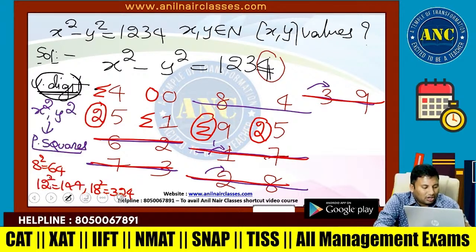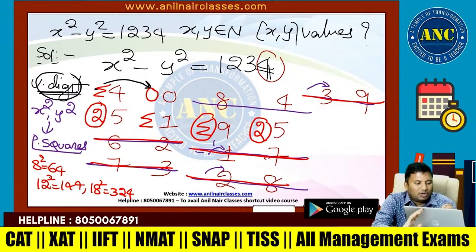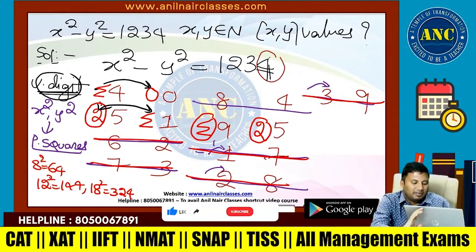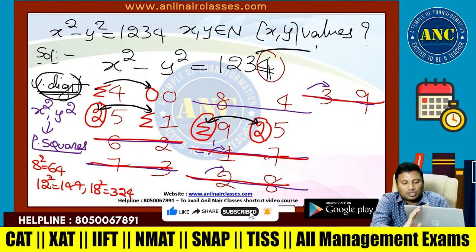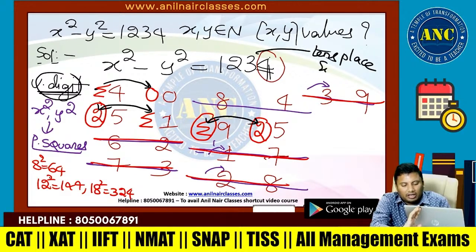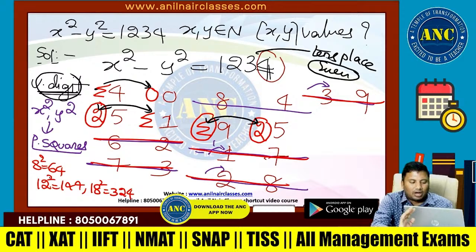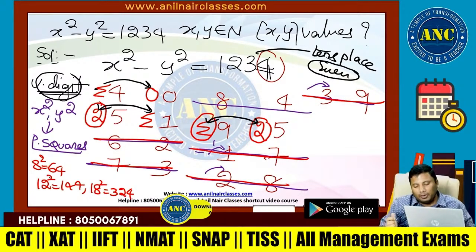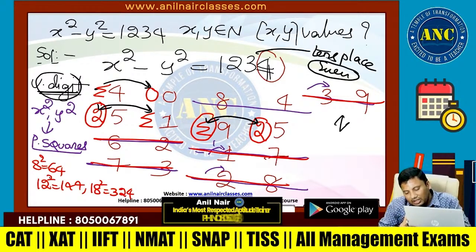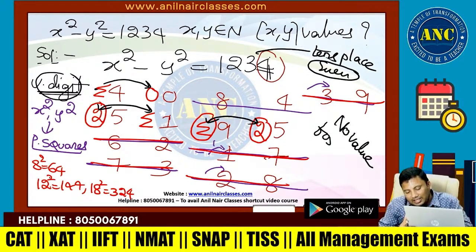Now if you see the logic, even minus 0 is even. Even minus even is even. Even minus 2 is even. Tens place should be even. According to this perfect square logic, tens place should be even. But the tens place given in the question is odd. Answer is no value for x comma y.